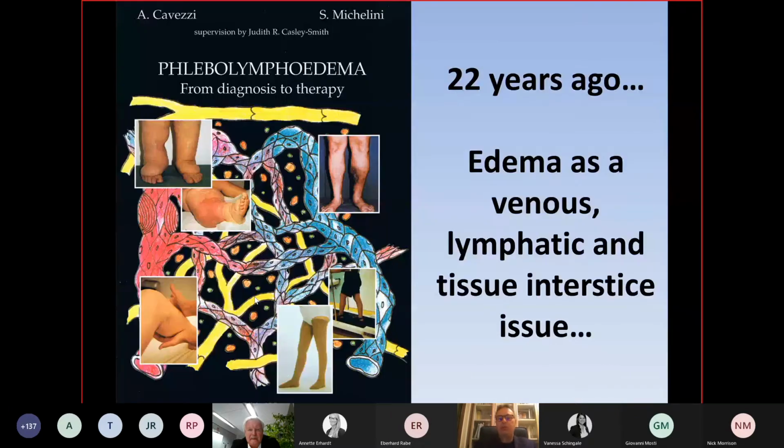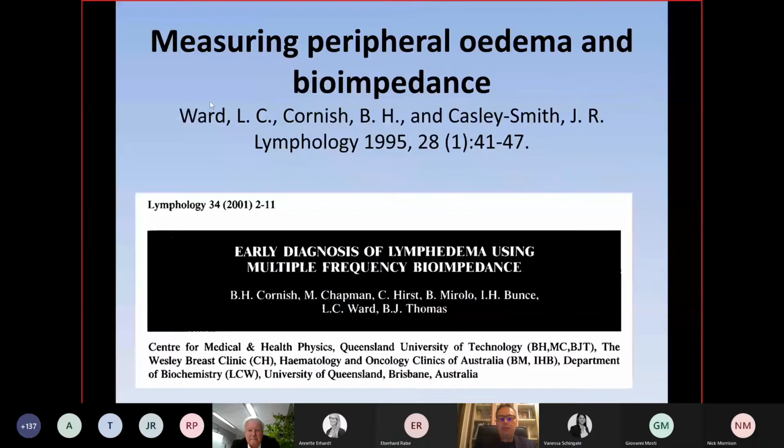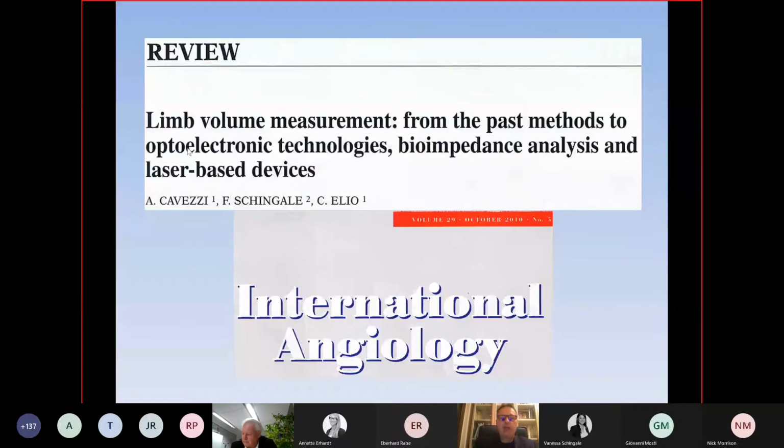So long time ago, 22 years ago, we started to think about edema as an issue of fluid, meaning venous and lymphatic problems, but also as an issue of tissue, of the interstitium. Bioimpedance was started long time ago for many other reasons, but in 1995 and then in 2001, the Australian colleagues started to speak about the use of bioimpedance, especially in lymphology, in lymphedema, and the very first articles clearly highlighted the possibility of this new technology.